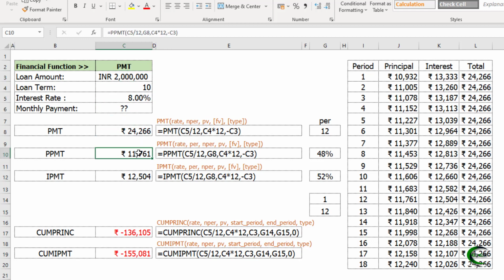Second argument is period. It is a new argument. I have linked it with this cell. Now it is calculating the principal in your 12th EMI. This is your 12th EMI. This is your principal. This is interest. If I change the value of this cell to 1, now it is showing the principal of the first EMI. This is G8. Just see, I have linked per with this cell G8 in both the formulas, PPMT and IPMT.